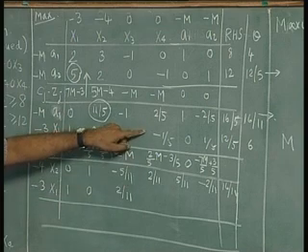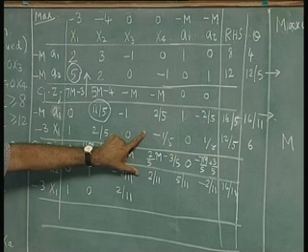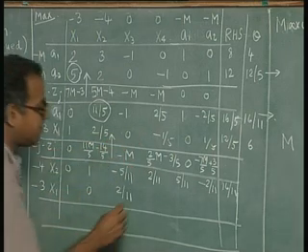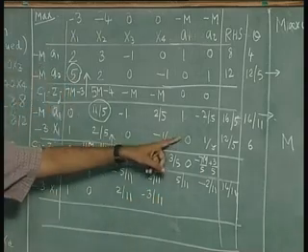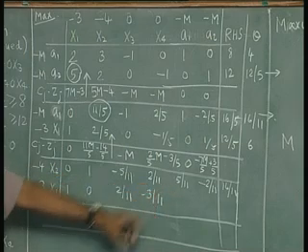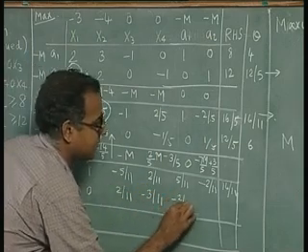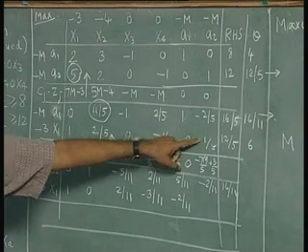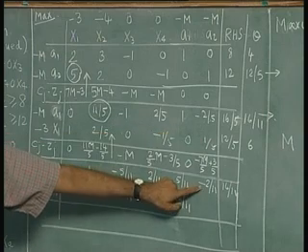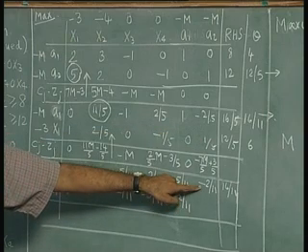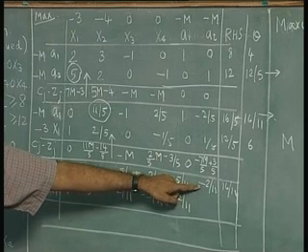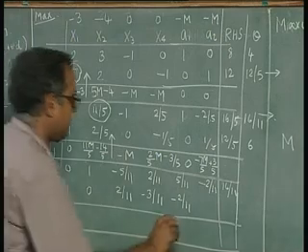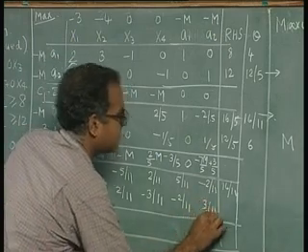So, minus 1 by 5 minus 4 by 55 would give us minus 15 by 55, which is minus 3 by 11. 0 minus 2 by 5 into 5 by 11 would give minus 2 by 11. 1 by 5 minus 2 by 5 into minus 2 by 11 is 1 by 5 plus 4 by 55, which is 15 by 55, which is 3 by 11.